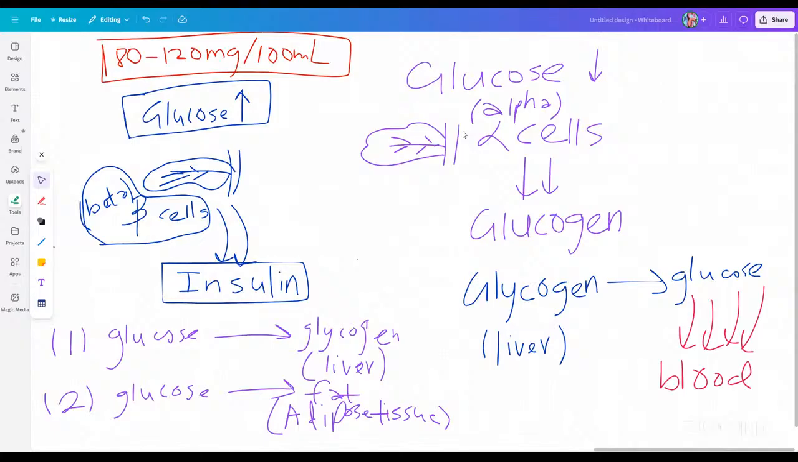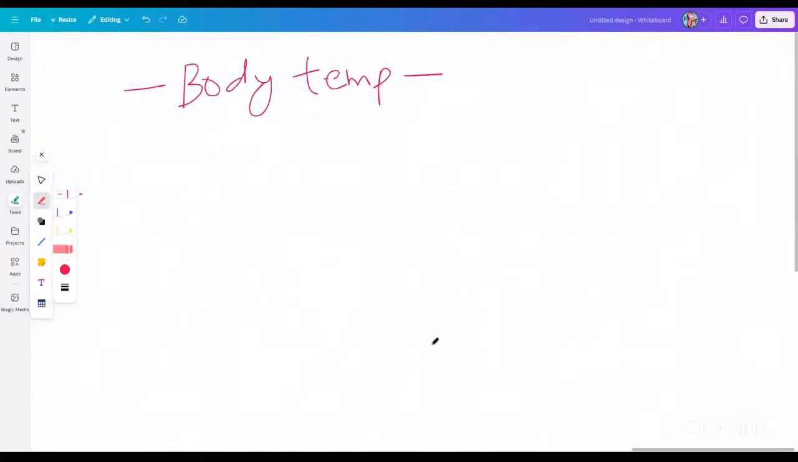Then that is how blood glucose level is going to be maintained. Then we are going to be talking about body temperature. All right. Okay. Now, since you all have done this lesson before, I want you all to know, what is the thermoregulatory center of our body? Okay, not what. Where is it located? Where is the thermoregulatory center of our body located? In which part of the brain?